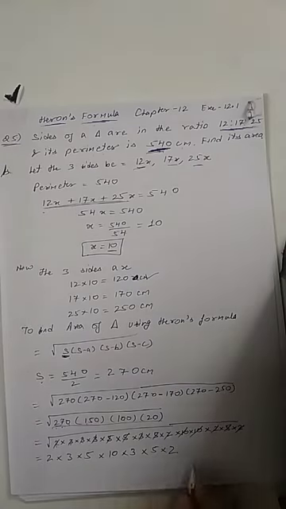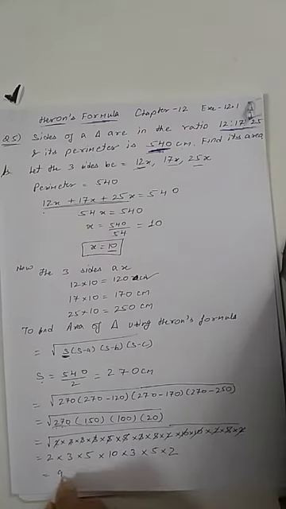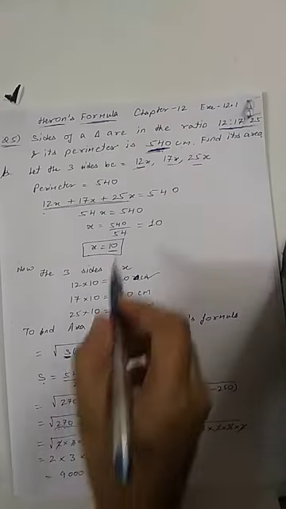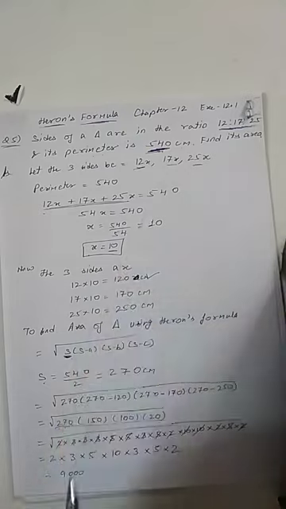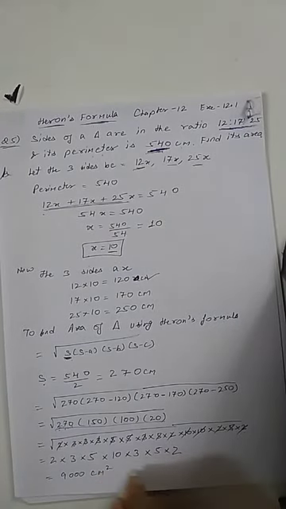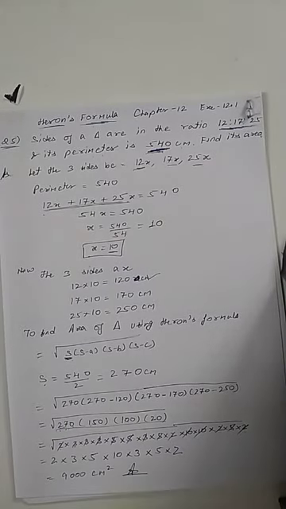So when you multiply all this, you get 9,000. What is the unit? The unit is centimeter. So we got 9,000 centimeter square. This is the answer of the question.